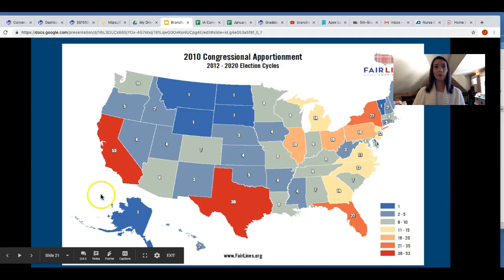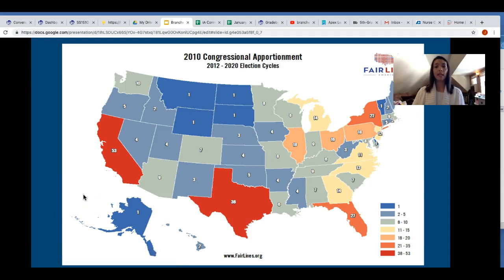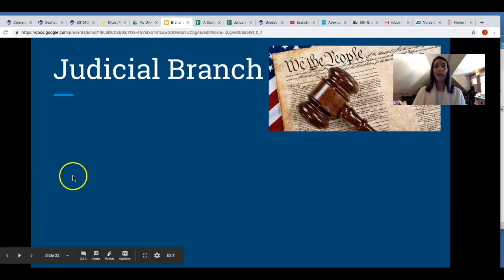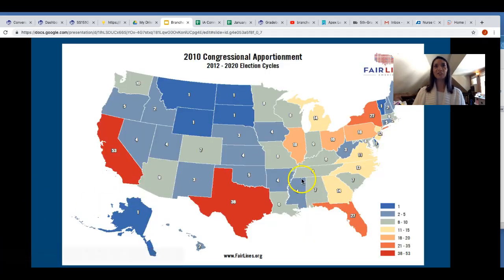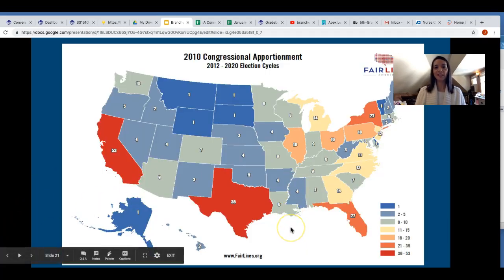All right, guys, so I wanted to show you that to give you an idea of how many people come from each of the states to the House of Representatives. Okay. And that was a good spot to end on that slide, because that ends the information on the legislative branch.